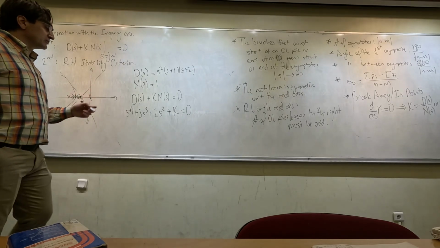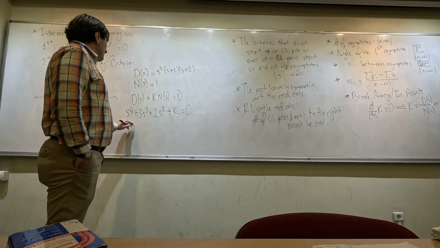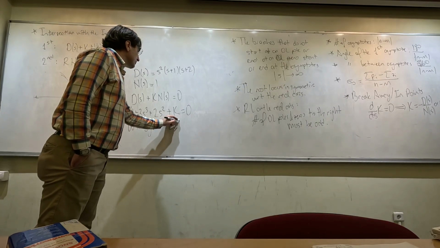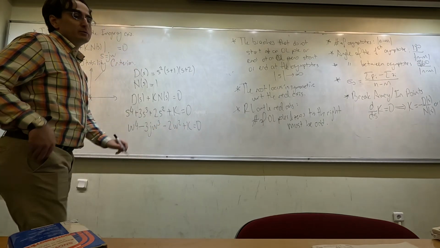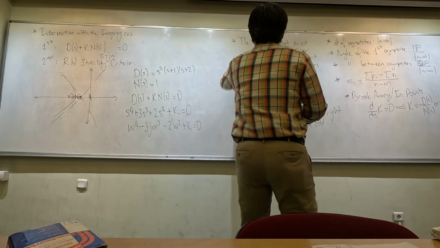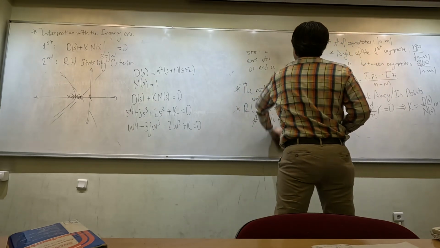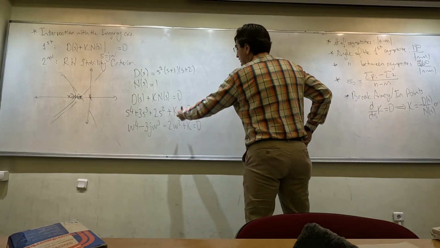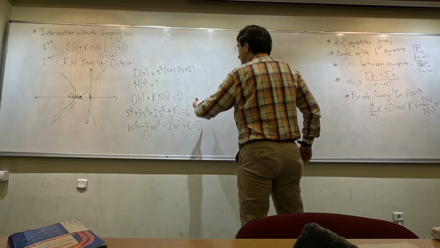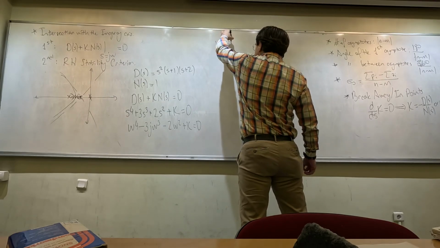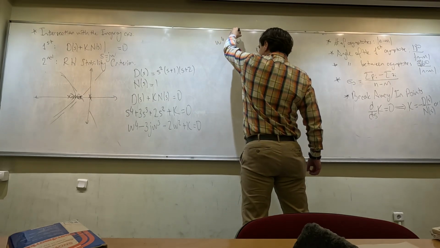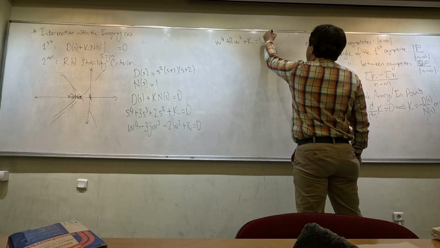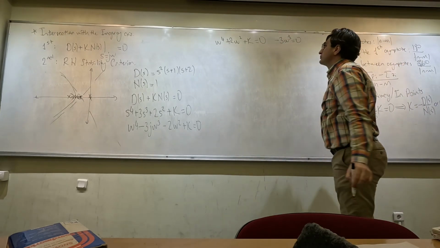Now let us try to substitute s equals j omega. So I have omega to the 4 minus 3j omega cubed minus 2 omega squared plus k equal to 0. Now let us look at the real and the imaginary parts. I have omega to the 4 minus 2 omega squared plus k equal to 0. This is the real part. And the imaginary part is minus 3 omega cubed equal to 0.